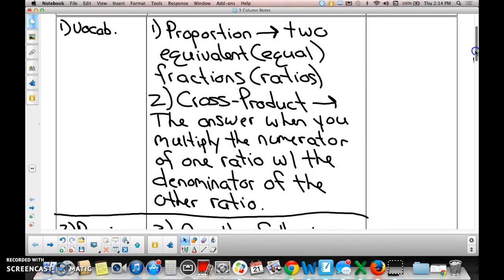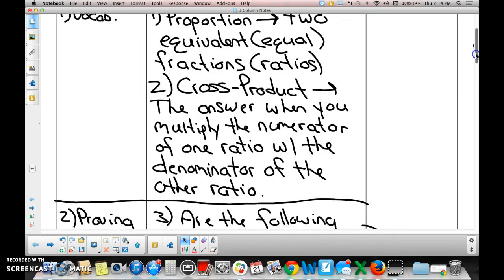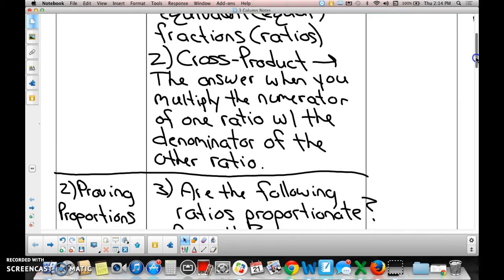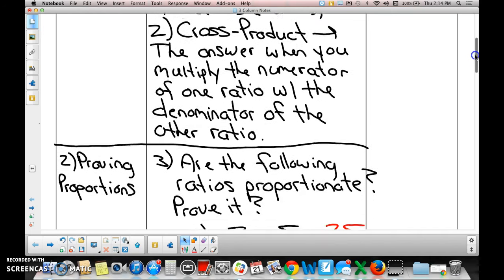So we know what a proportion is. What is a cross product, Elson? A cross product is the answer when you multiply the numerator of one ratio by the denominator of the other. Is a fraction and a ratio the same thing, William? Yes, they are. A fraction and a ratio we can consider the same thing.